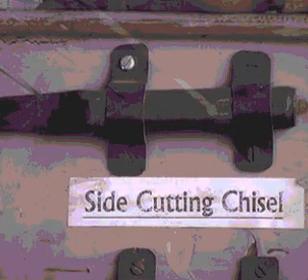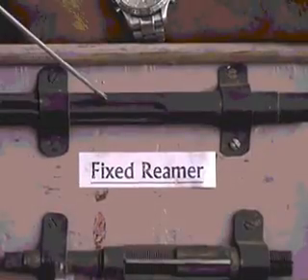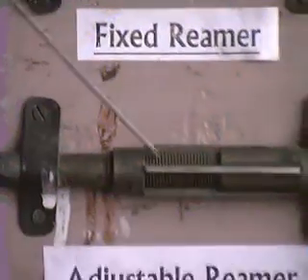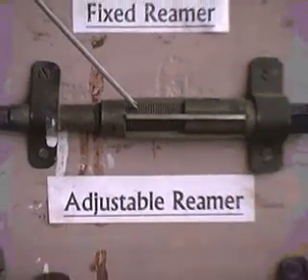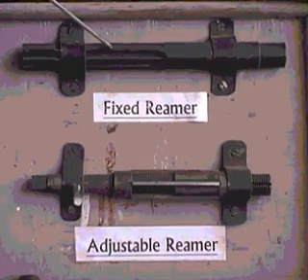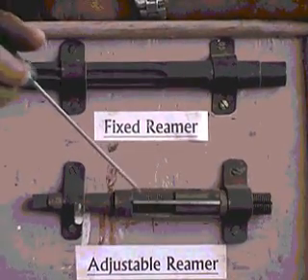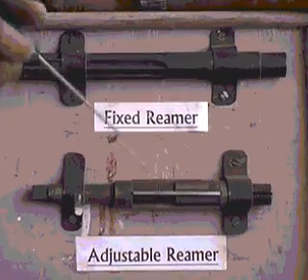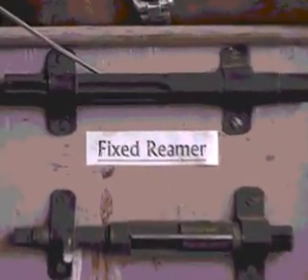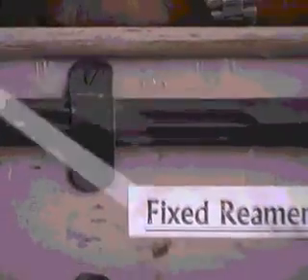Reamers. This is the fixed reamer and this is the adjustable reamer. The material is high speed steel, hardened and tempered. The fixed reamer is used to remove the material from inside the hole.